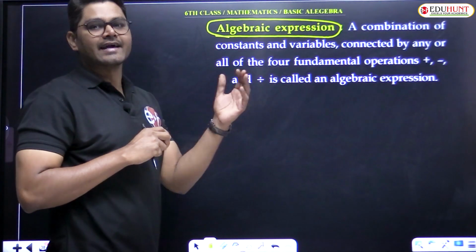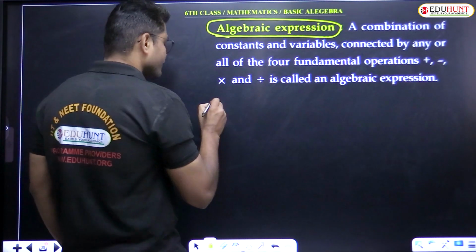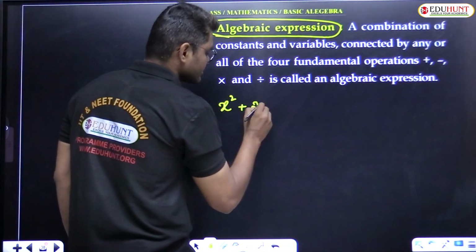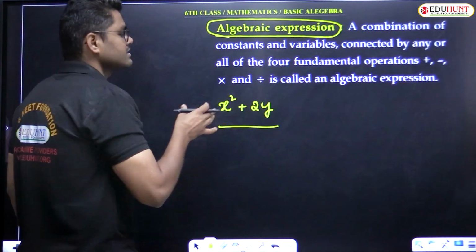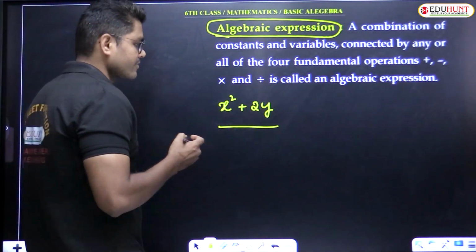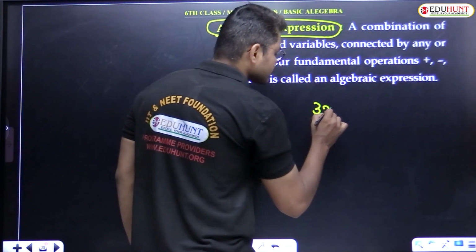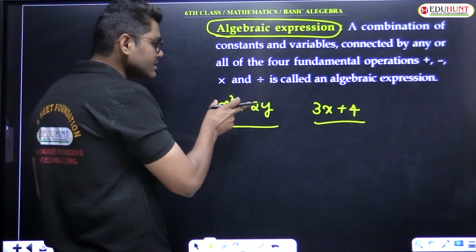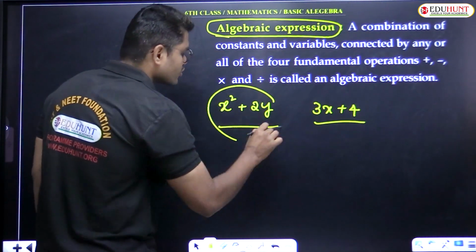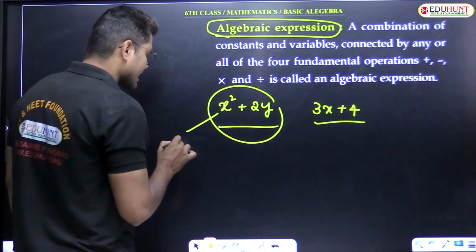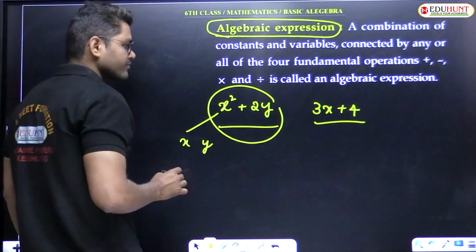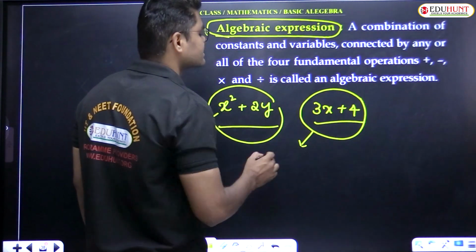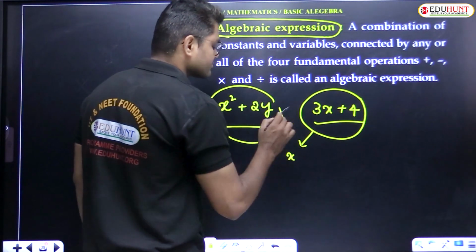Let us see examples. If I take x square plus 2y, this is an algebraic expression, and 3x plus 4, this is an algebraic expression. In the first algebraic expression, two variables are there. One is x, another one is y. In the second, only one variable is there, that is x.